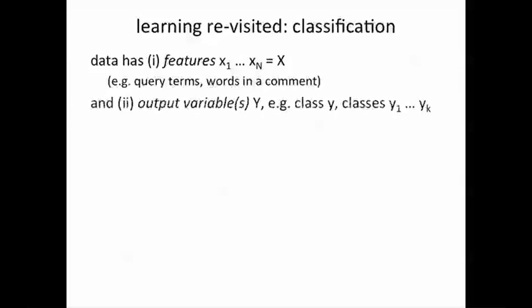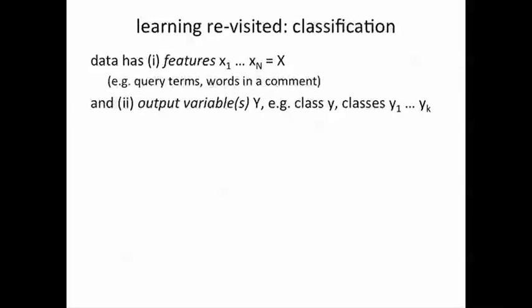We have a bunch of data, in this case features x1 to xn, which we call X, capital X, a vector or collection of features. Earlier we had different examples, the query terms that we used, the words in a comment, and in general anything that we observe about instances which we then want to classify into different classes.